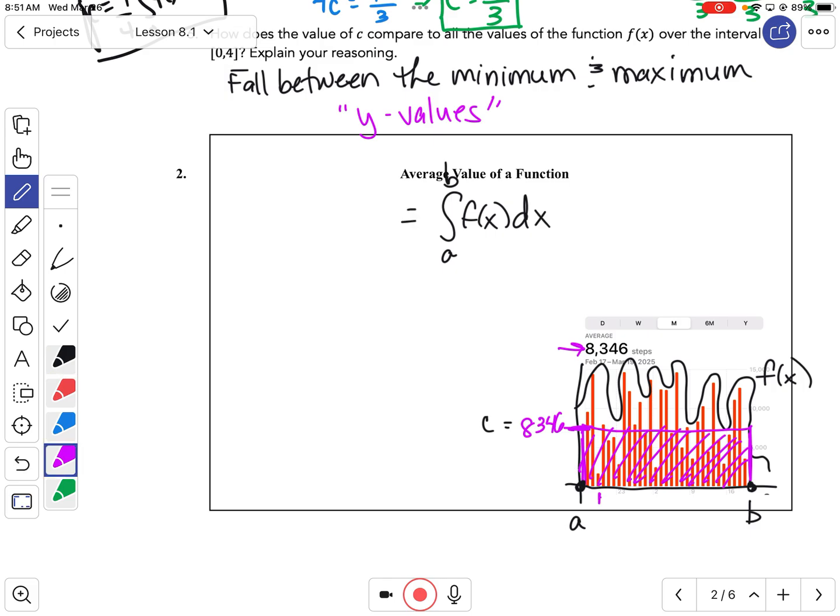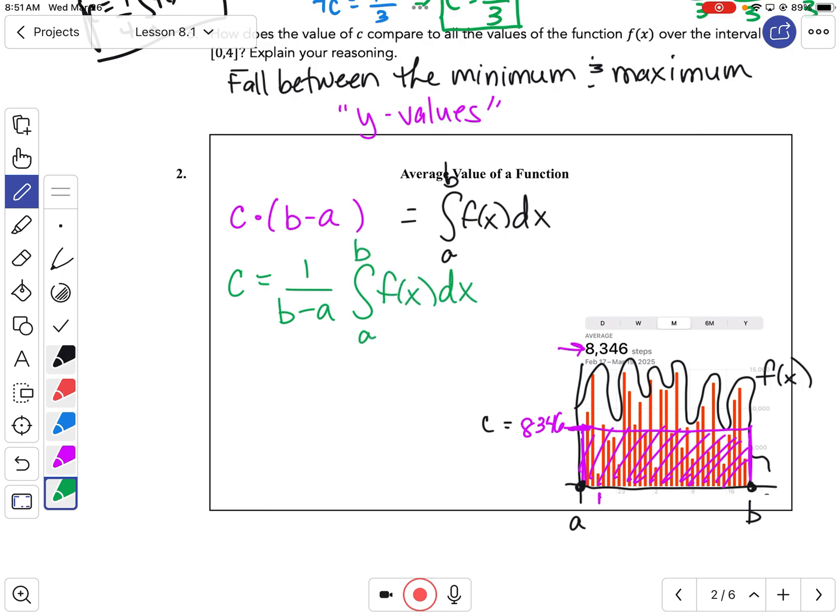How would I get the area of the rectangle? C times B minus A. C is our average value, so I'm going to solve for it, which means I'm basically dividing by B minus A. That's the same thing as 1 over B minus A times the integral from A to B of f of x dx. And that is your formula for how to find average value.